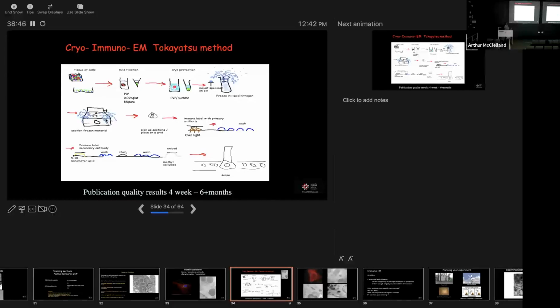So after we've frozen it, we mount it into a frozen ultramicrotome, cut frozen sections, pick those sections up with a drop of sucrose, transfer them to the grid, and then do our immunolabeling. If you do immunofluorescence labeling, it's essentially the same thing. You incubate with your primary, wash, incubate with your secondary. Secondary in our case is 5 to 10 or 6 or 12 nanometer gold particles.